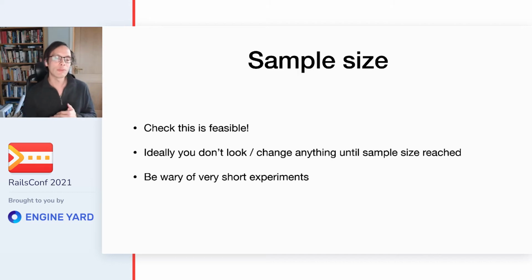That makes you very vulnerable to transient conditions. So for example, maybe the one day that you happen to run your test on is a national holiday, or maybe it's during the school holidays, and the users that you get during the school holidays are not representative of your overall user base. So if you have a very short experiment, only a few days, then you're vulnerable to being waylaid by this.